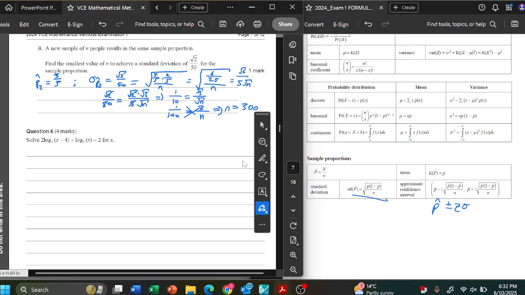That is the smallest possible value of n that could result in this particular standard deviation. I guess this is the minimum. This could have been a larger fraction that gets simplified down to this, but yeah, so 300 is the answer to this particular problem.